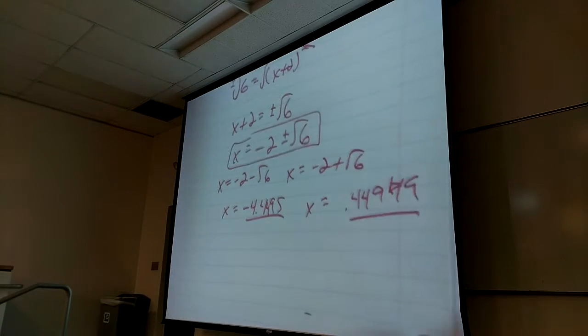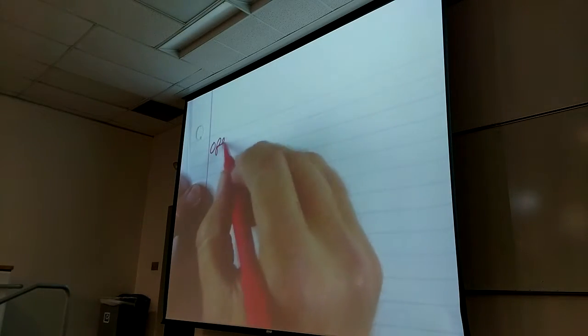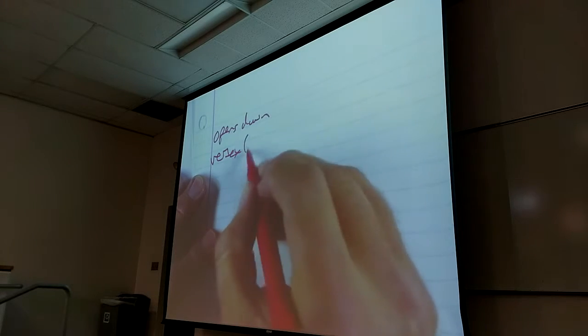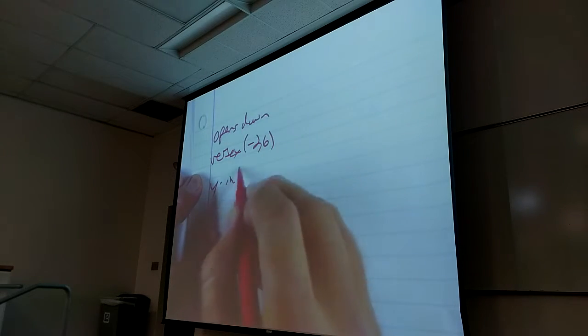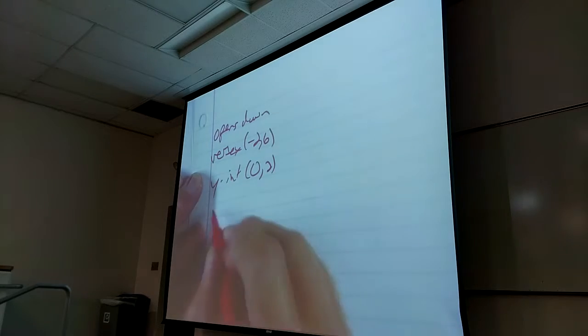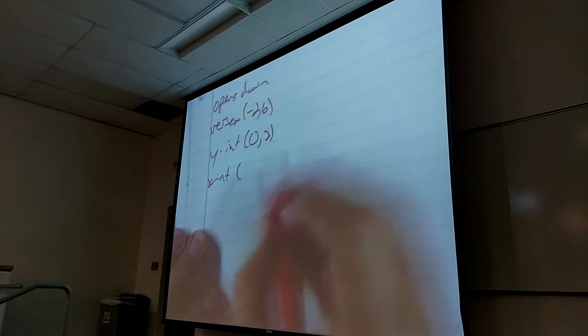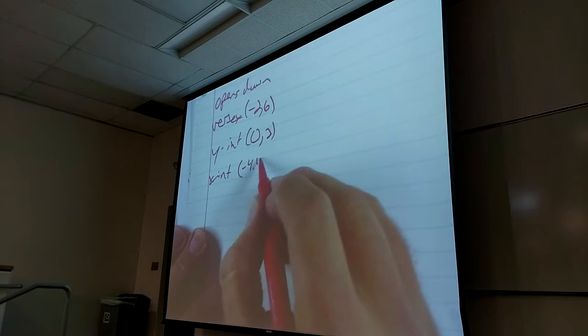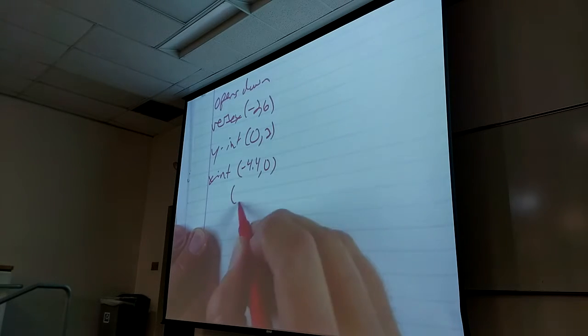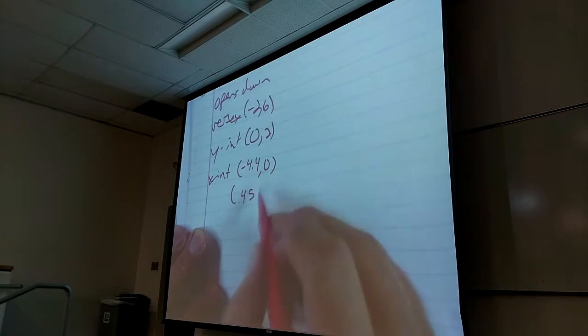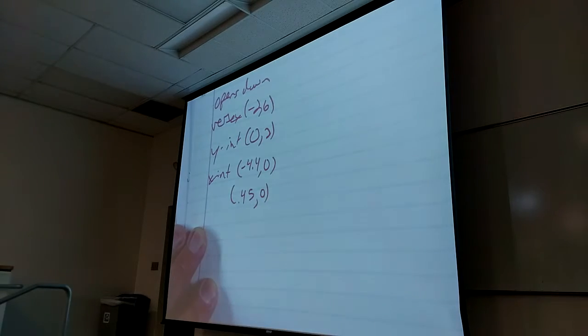Okay. So look at all this information. Let me recollect all the information we just figured out. Opens down. The vertex is at -2, 6. The y-intercept is at 0, 2. The x-intercepts are -4.4 roughly and 0.45.